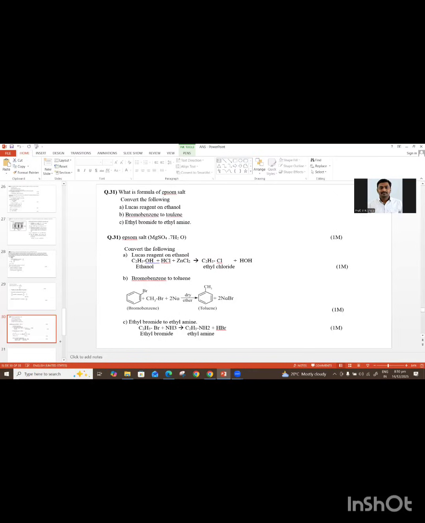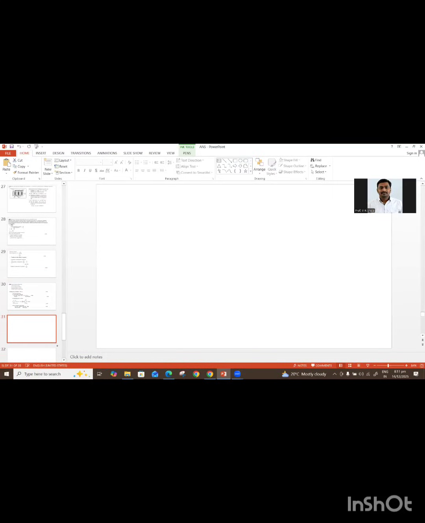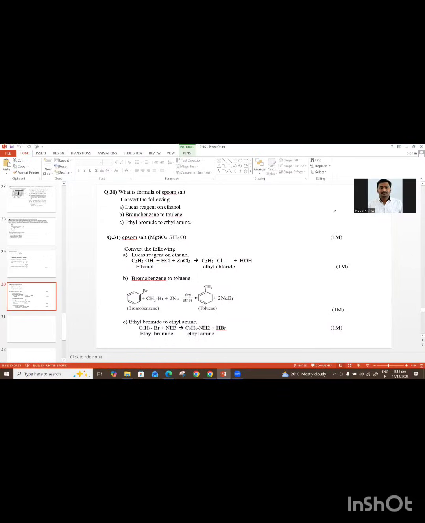First, Lucas reagent on ethanol. Ethanol reacts with HCl plus ZnCl2 and you will get ethyl chloride. This is called Lucas reagent, HCl in ZnCl2. Second, bromobenzene to toluene. When bromobenzene is coupled with methyl bromide in presence of sodium metal, you will get toluene. Third, ethyl bromide to ethylamine. When ethyl bromide reacts with ammonia, aminolysis takes place to give ethylamine. This was the question. Thank you.